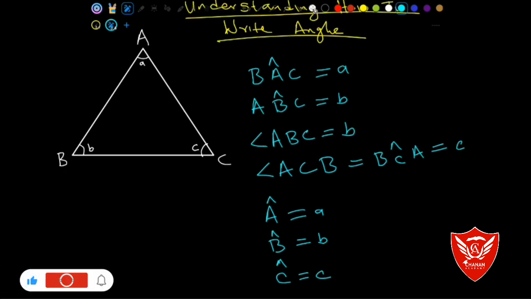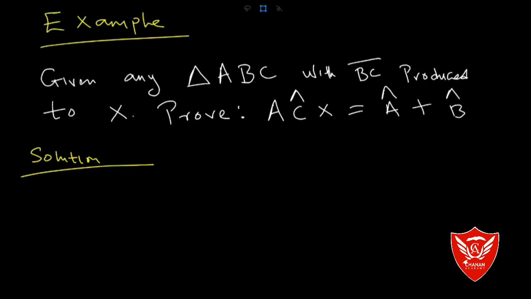So I hope you understand how to write these angles, because we are going to go straight to answer some questions now. So I would advise that you pause the video or take the video backward, watch again, and then you go straight to the questions. So you're going to take some questions now. All right. So the first question we are going to solve says, given any triangle ABC with line BC produced to X, prove that angle C is equal to angle A plus B.